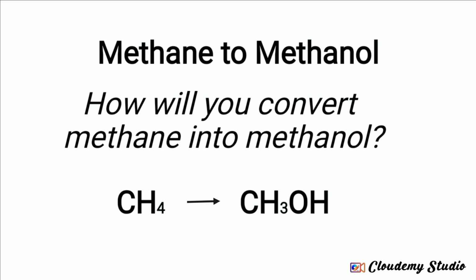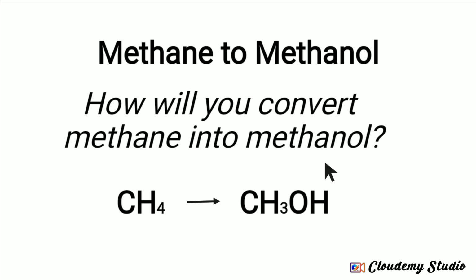Hello friends, let's derive the conversion of methane to methanol. The methane formula is CH4. The methanol formula is CH3OH. So this CH4 we need to convert into CH3OH. That is, when we check the formula, of the 4 hydrogen atoms in the methane, 1 hydrogen atom is replaced by a hydroxyl group.